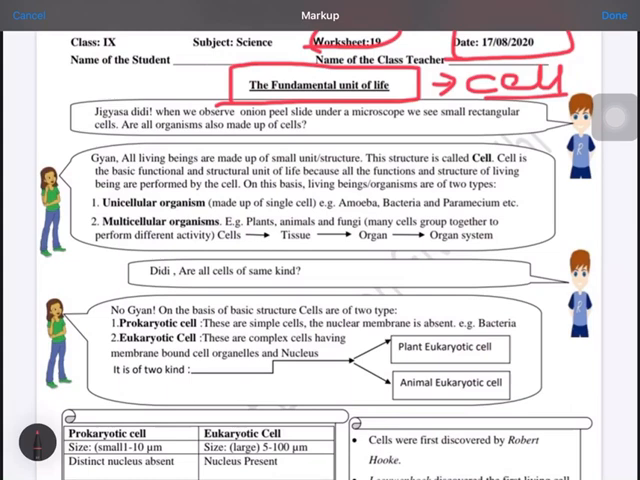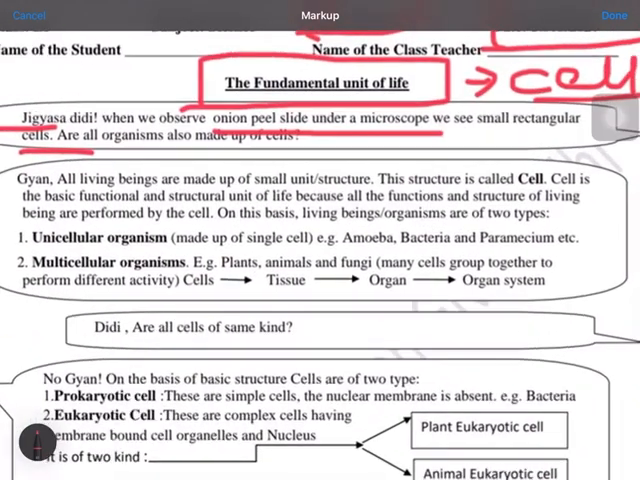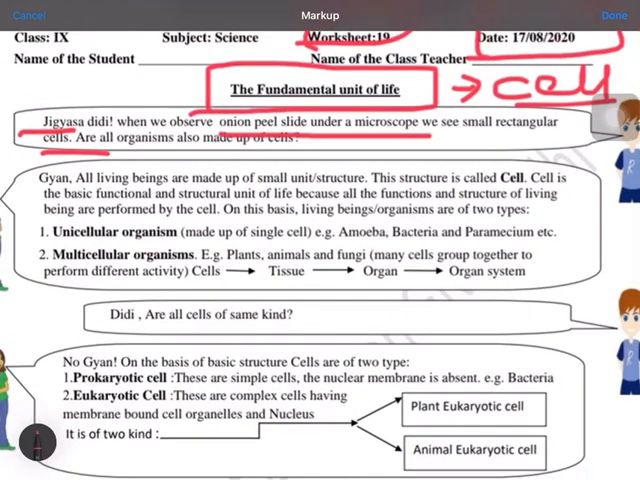Now the question Jigyasa Didi is asking: when we observe an onion peel slide under the microscope, we see small rectangular cells. Are all organisms made up of cells? That means when we see the onion peel, we see such type of cells under the microscope. So are all organisms made up of cells or not? The answer is yes. These living things are made up of small units or structures which are known as cells.